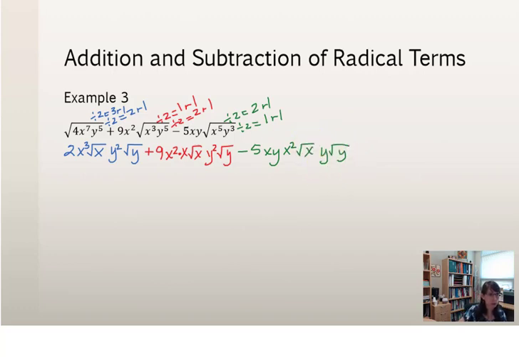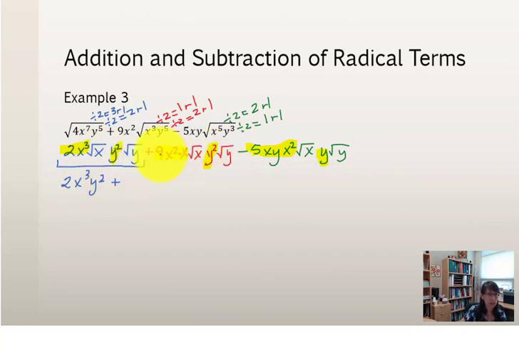So we want to find all the terms that have cleared the radical. 2x cubed, there's a y squared, 9x squared and another x, y squared, and last minus 5xy multiplied by another x squared and multiplied by another y. So the first term, all the terms that have cleared, that would be 2x cubed y squared. We have addition.